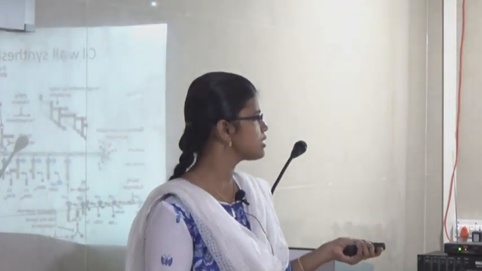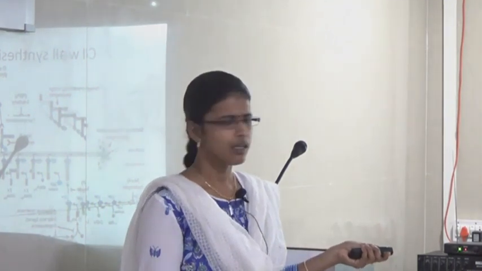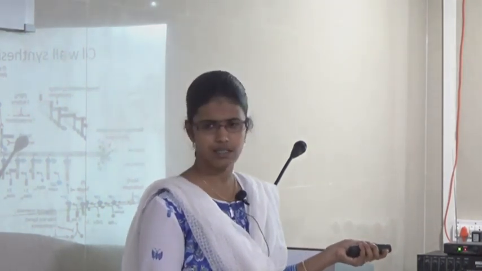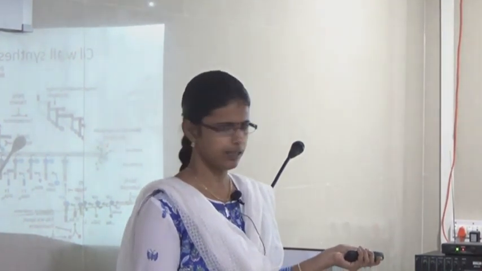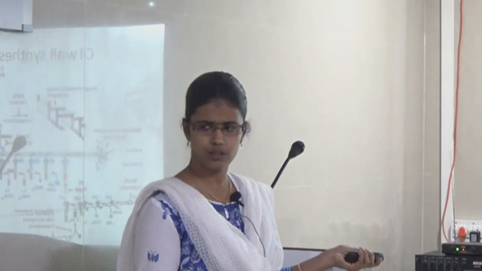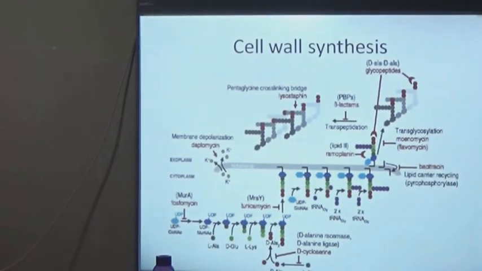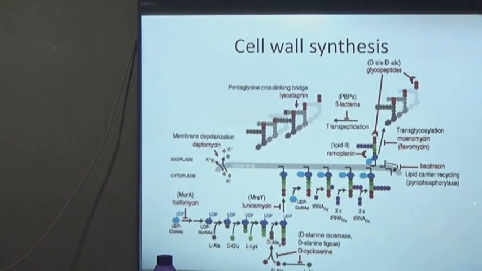Then it will cross the cell membrane. This action is inhibited by bacitracin. So in the cytoplasm, D-alanine to L-alanine, then UDP glucosamine to muramic acid. Then all these combine and cross the cell membrane. This action is inhibited by bacitracin.